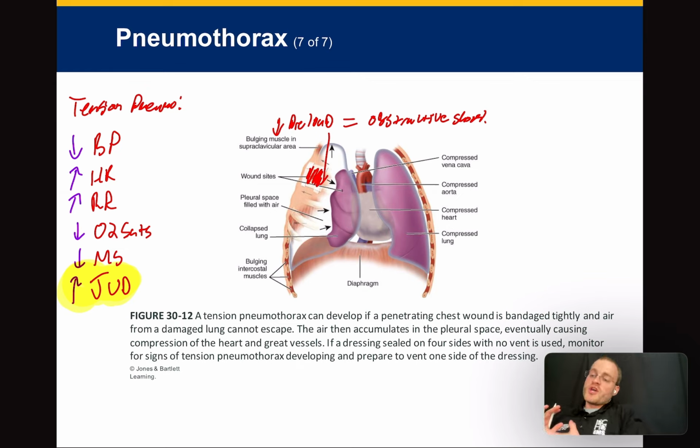When there's tension, you are pushing on the great vessels in the heart. The blood backs up into the neck because it can't make its way through, since these vessels are being squeezed and pushed on by the collapsed lung and all the pressure.